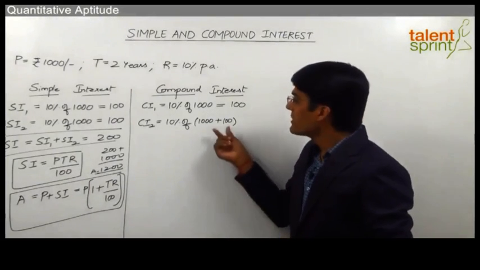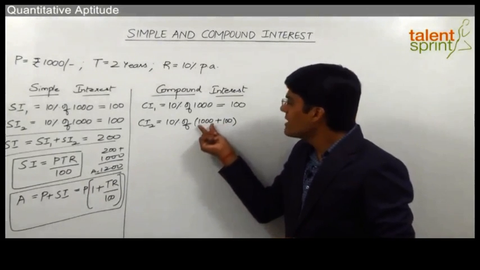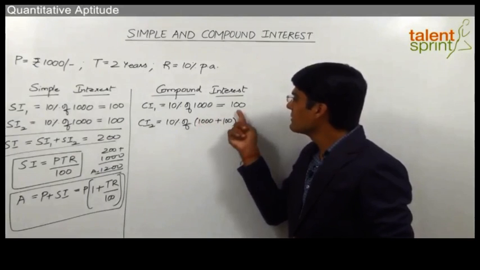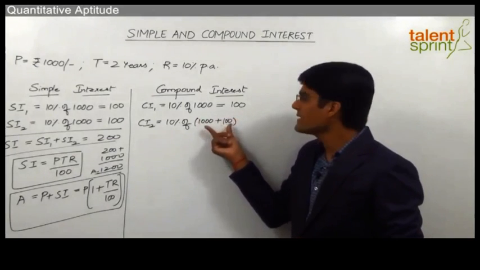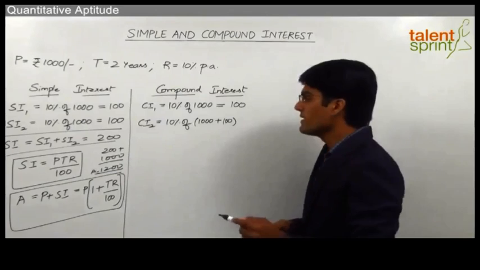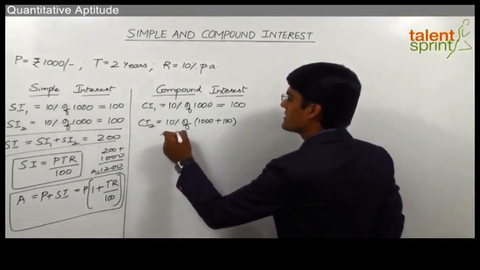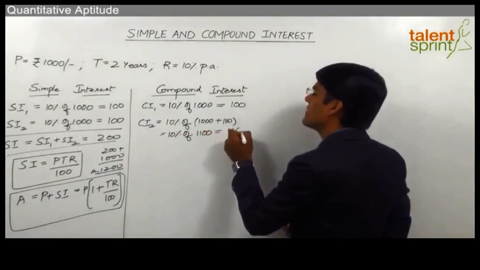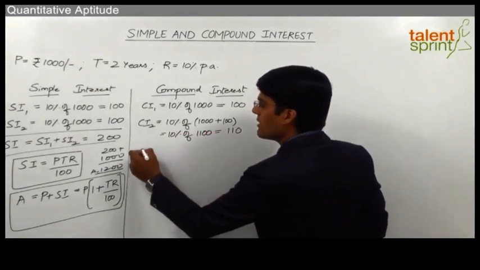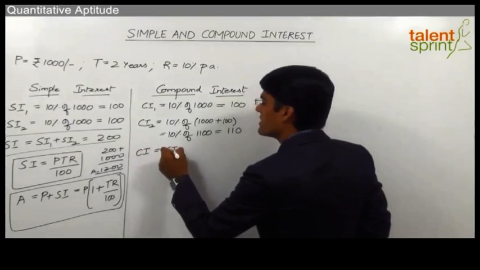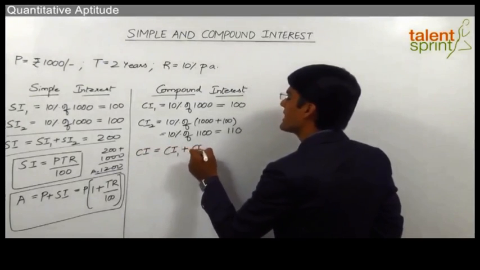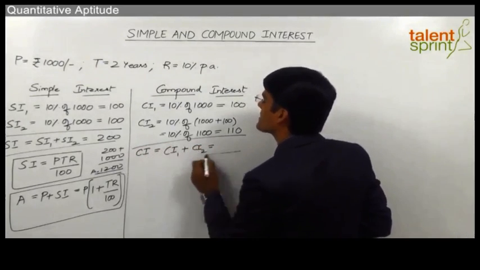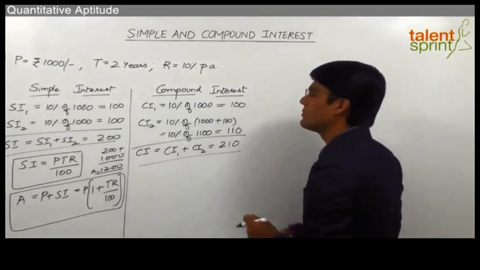So here, the principal for the second year will be the principal of the first year, 1000, plus the interest of the first year, 100. That is nothing but a total of 1100 rupees. So this can be taken as 10% of 1100 rupees, which is equal to 110 rupees. And the total compound interest can be taken as compound interest for the first year plus that for the second year. So that is 100 plus 110, 210 rupees.